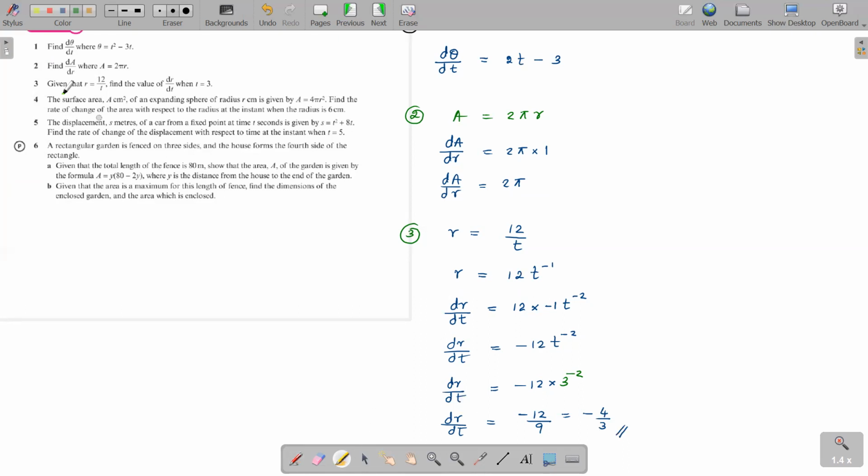Okay, try the fourth question also. We'll try the fourth one and we'll go for the sixth one afterwards. Try this one.